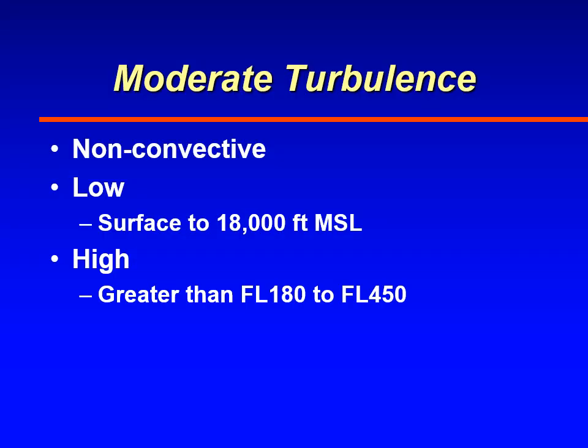Moderate turbulence is also plotted. They plot non-convective, and they show either low altitude or high altitude. They separate those so it's easier to see if you're flying at low altitudes or high altitudes. Low altitude would be from the surface up to 18,000 feet, and high altitude turbulence would be anything from flight level 180 to flight level 450.